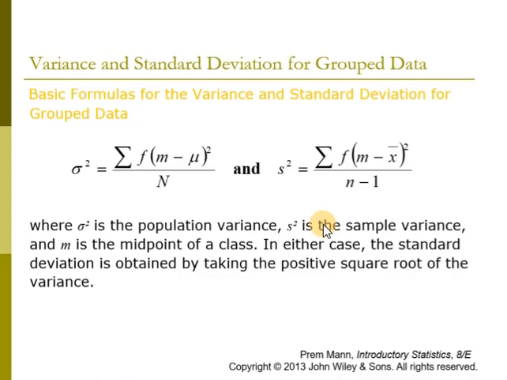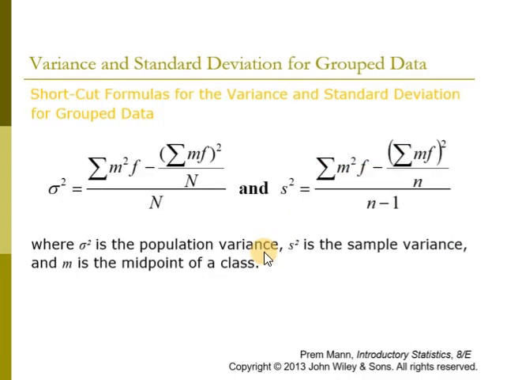The variance and standard deviation for grouped data. The following are what we call the basic formulas used to calculate the population and the sample variances for grouped data. Again, m is the midpoint and f is the frequency. The standard deviation is obtained by taking the positive square root of the variance, just like the ungrouped data that we did earlier. This is for the grouped data.